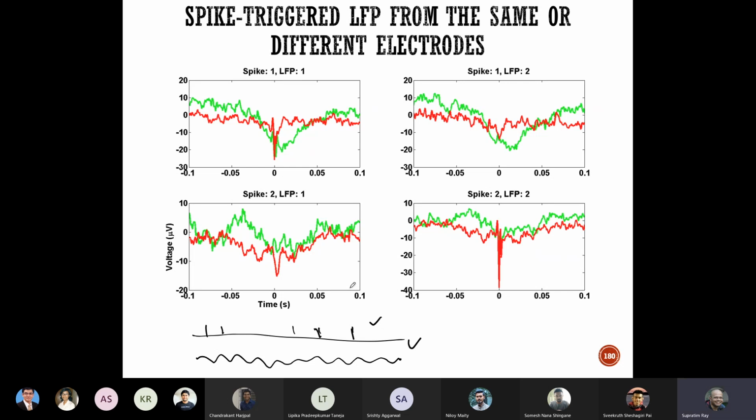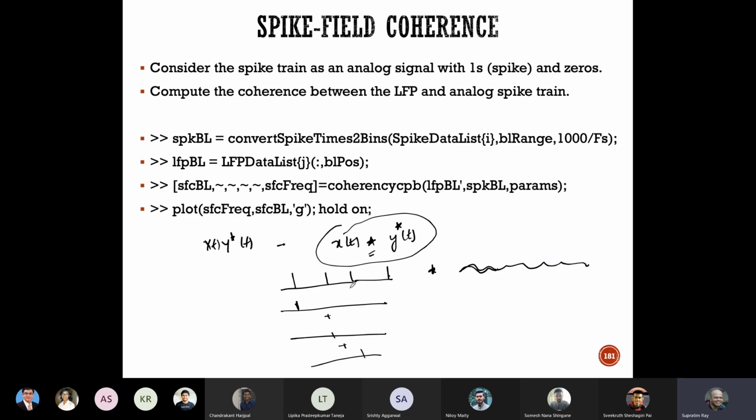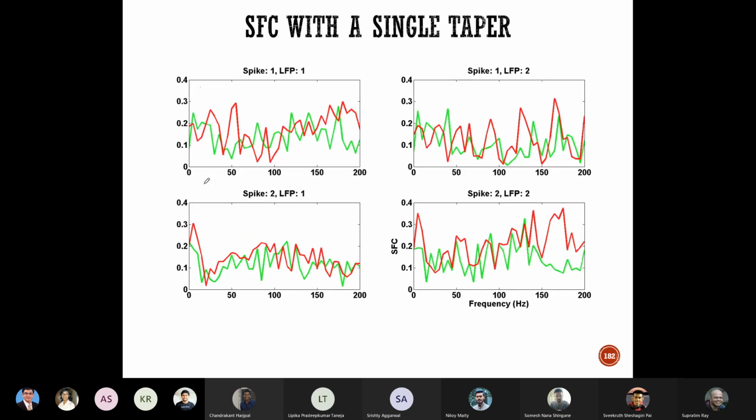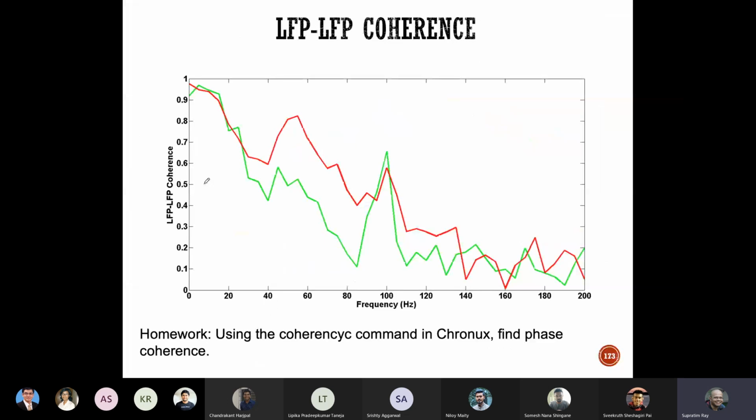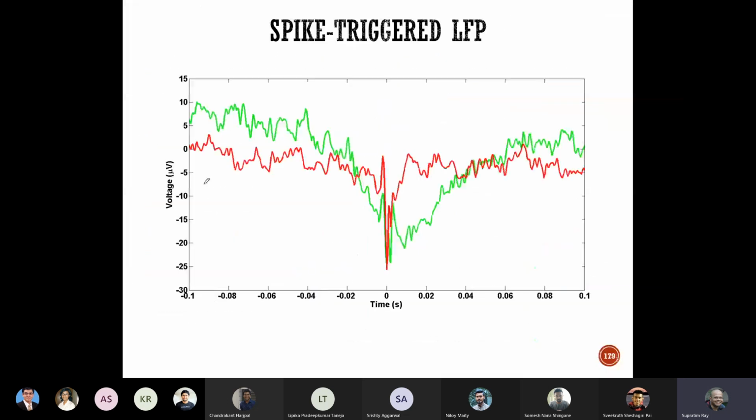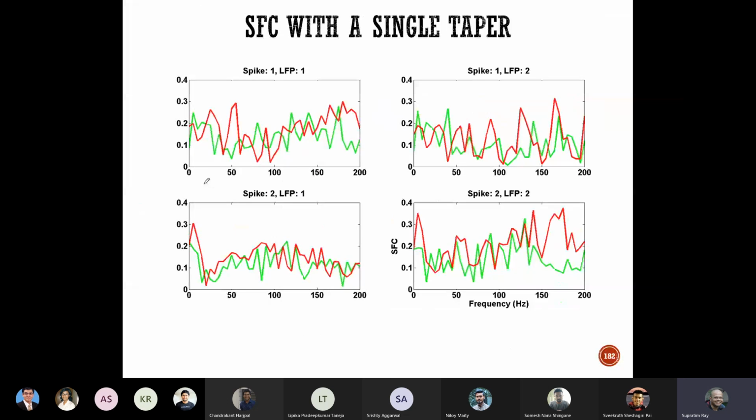Okay. So in the data that I've given you, if you compute the STLFP for the baseline period and the stimulus period and you plot them, you will get plots like these. This is with a single taper and this is very noisy. So spike field coherence in general from a pair of electrodes is always very noisy. Unlike your field coherence that looked sort of nice, this was field coherence. Spike field coherence looks very ugly when you record from a single electrode.